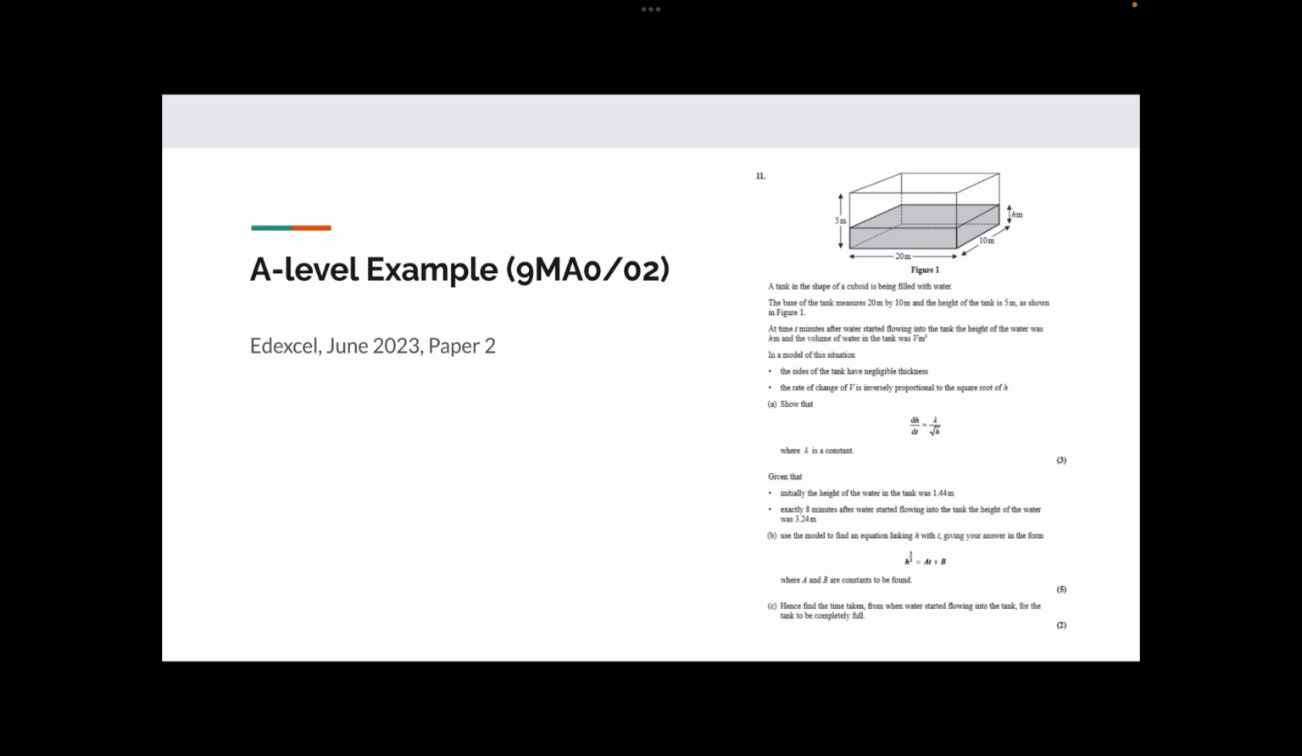Another question from June 2023 from the same paper as well. This is a question on differential equations, and you're given a tank in the shape of a cuboid being filled with water. Part A is to show that dh over dt is equal to lambda over square root of h. We want to start with a show that because part B will require students to solve this equation.